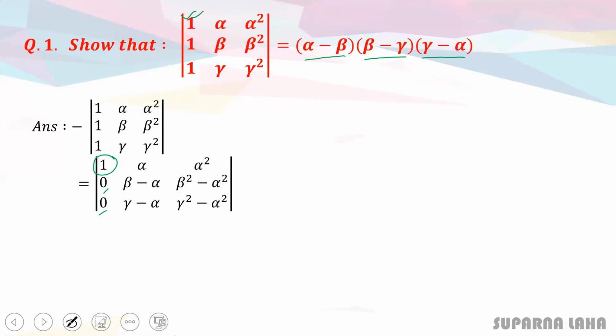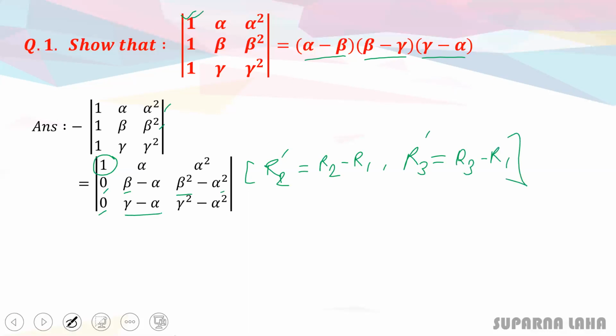So how to make them 0? This row 2 dash is given by row 2 minus row 1, beta minus alpha, and beta square minus alpha square. Look at here. So row 2 minus row 1, and row 3 dash is given by row 3 minus row 1, gamma minus alpha, and gamma square minus alpha square, and 1 minus 1, 0.